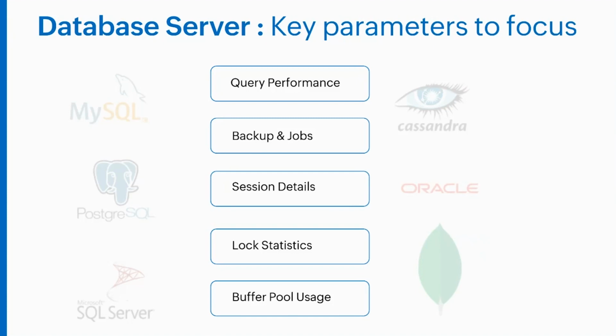the session details, like which users are currently active on the particular database. In case you want to kill those sessions, that is also feasible. And along with it, you can check the log statistics and the buffer pool usage of the particular database server. So these are the few key performance areas we need to focus on.